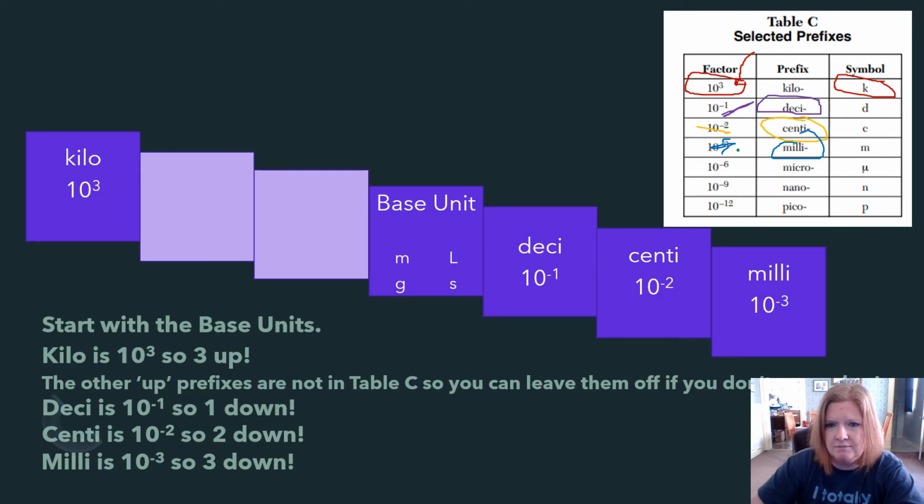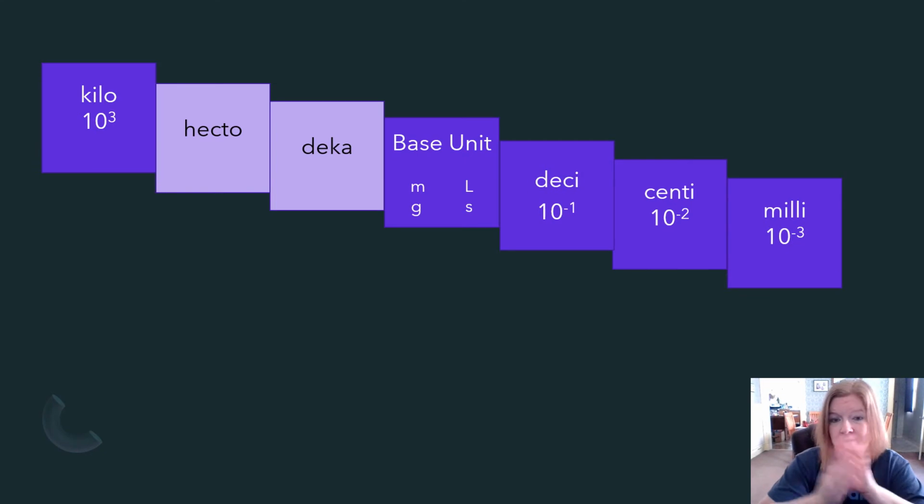And that is down 3. So this table C allows you to build this staircase so you don't have to memorize it. Now micro, nano, and continue on. If you wanted to add additional downstairs, you can, but for most of the conversions we're going to do, this is the only staircase you'll need. All right, so here's the staircase.